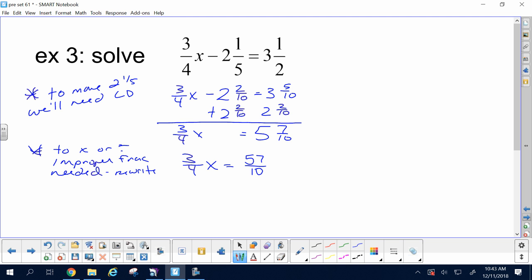57/10. Now, we're ready to solve for x using good algebra. What do I do to get x by itself? Divide by 3/4, which means multiply by the reciprocal.